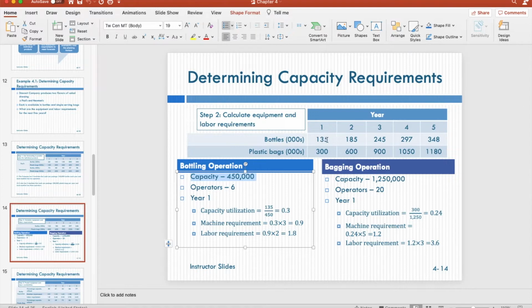The numbers shown here in this table are all in thousands. That's why this is 135, 300, but the real number is 135,000, and this is 300,000. So don't be confused about this. The capacity shown here is 450,000.